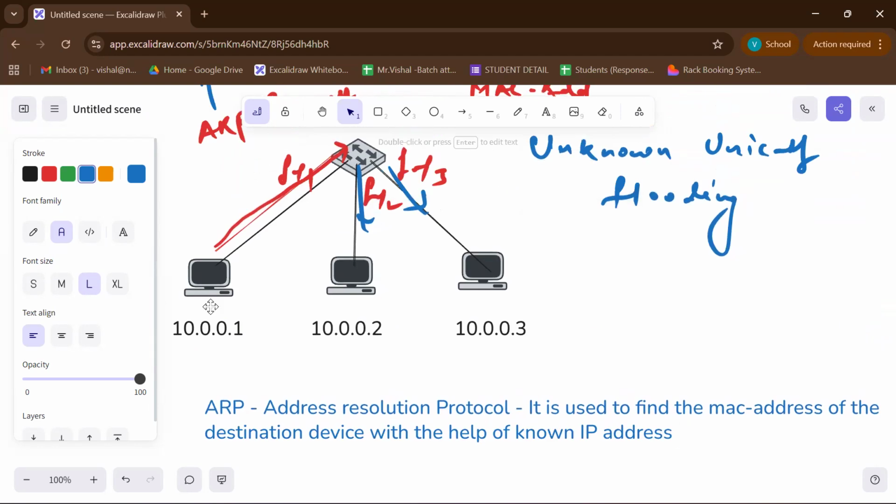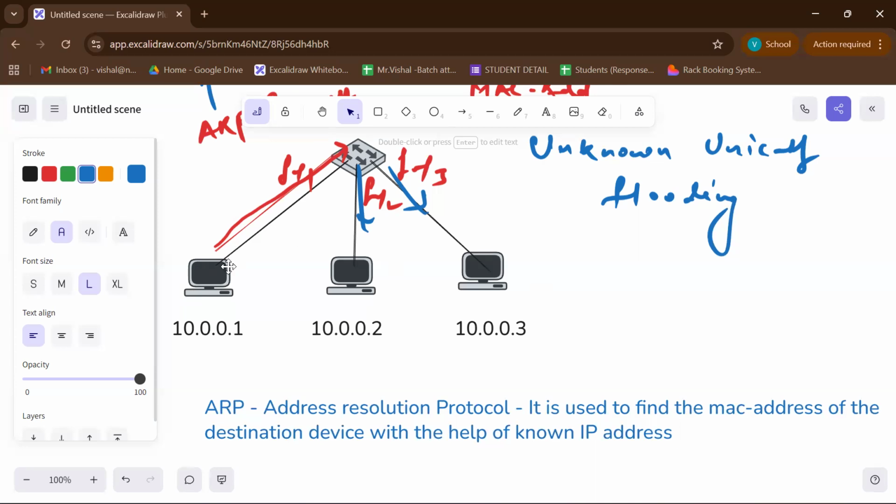Now, how is it a known IP address? Because here PC1, PC2, and PC3 know the IP addresses that they have to reach. But in the local area network, if they have to communicate, they require MAC address information. And for that, it is going to ask the switch. But the switch does not have that information. That's why it sends an unknown unicast flooding asking everyone. Now, whoever has this particular IP will respond with its own MAC address, and this information will be delivered to whom? To the particular PC that has asked.